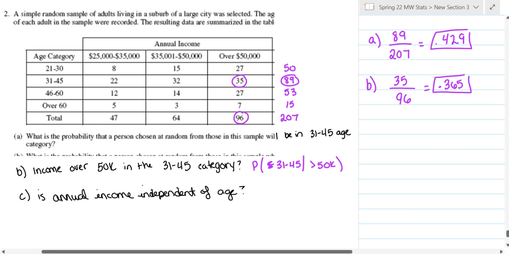And then based on your answers to parts A and B, is annual income independent of age category for those in the sample? Well, do these equal each other? No. Since the probability for those in the 31 to 45 age category is not equal to that for those whose income is over 50,000 in the 31 to 45 age category, they are not independent. And that is it for chapter 3.